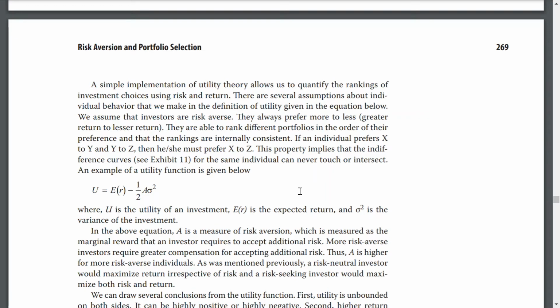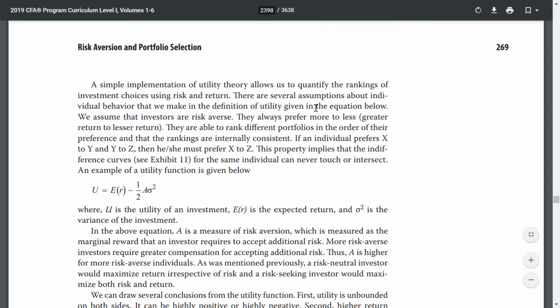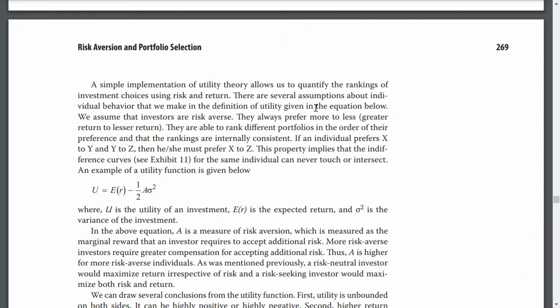There are several assumptions about individual behaviors that we make in the definition of utility gains in the equation below. We assume that investors are risk averse. They always prefer more to less, greater return to lesser returns. They are able to rank different portfolios in order of their preferences, and the rankings are internally consistent. If an individual prefers X to Y and Y to Z, then he or she must prefer X to Z. This property implies that the indifference curves, see Example 11, for individuals can never touch or intersect.